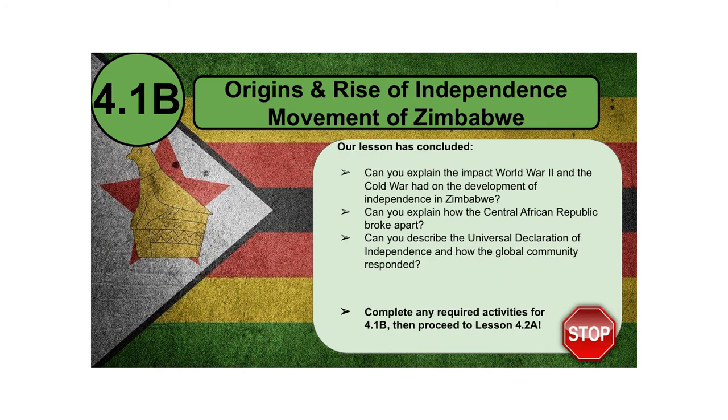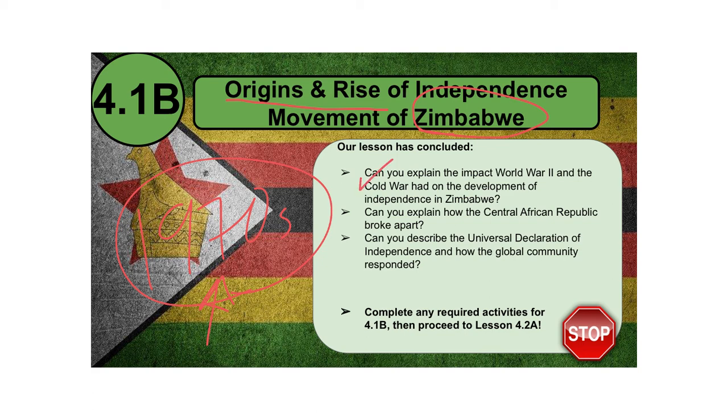And there you have it. We have completed the origins and rise of the independence movement of Zimbabwe. And so we are now at the 1970s in our timeline within this lesson. In the last two lessons, 4.1a and now 4.1b, we discussed all of the different impacts through colonization, et cetera, and that has now brought us up to the 1970s in our timeline. So now this lesson has concluded.